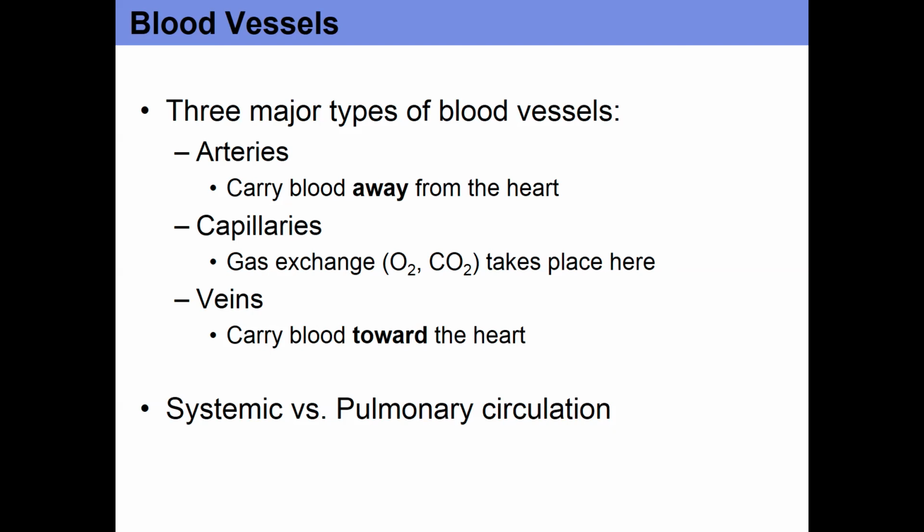The other thing on there, the systemic versus pulmonary circulation, I mentioned those last time. The pulmonary circulation is just moving blood past the lungs for gas exchange to take place, to drop off carbon dioxide and to pick up oxygen. And then the rest of the circulation is the systemic circulation.